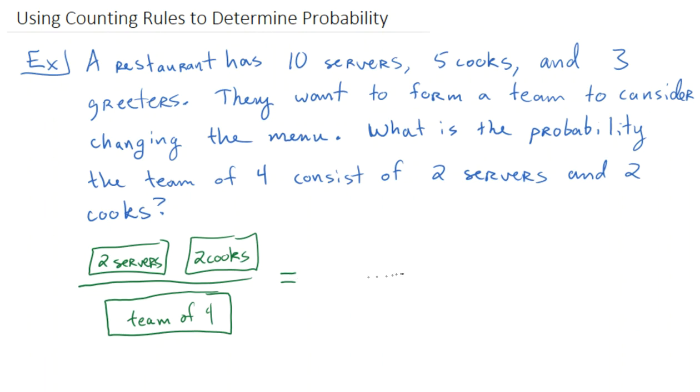those boxes. And like I said before, I always think that for these complicated problems, the denominator is more straightforward. So how many different ways can we compose any team of 4 from 10 servers, 5 cooks, and 3 greeters? Well, we have a total of 18 that we're working with, and we're choosing 4 of them. So that's going to be 18 choose 4.